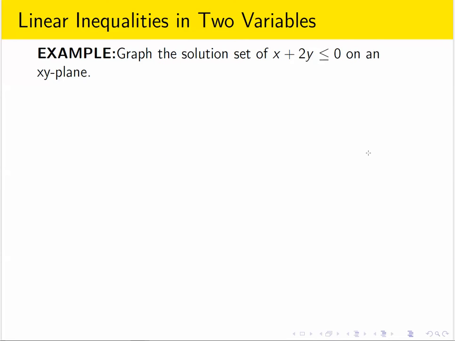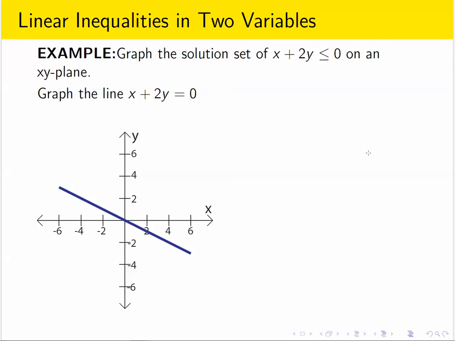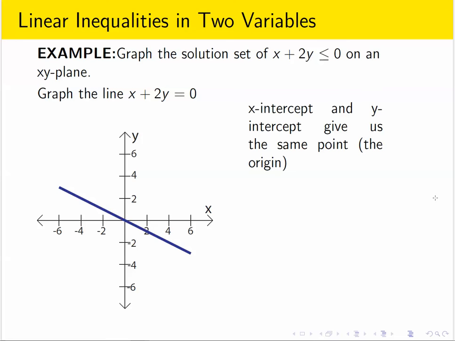Let's do one more. We'll graph the solution set of this inequality, x plus 2y is less than or equal to 0. Start by changing the inequality to an equality and graphing the associated line. And then we want to test a point again, but this time I cannot test the origin because the origin is part of the line. And if I test a point on the line, that's not going to help me decide which side of the line needs to be shaded.